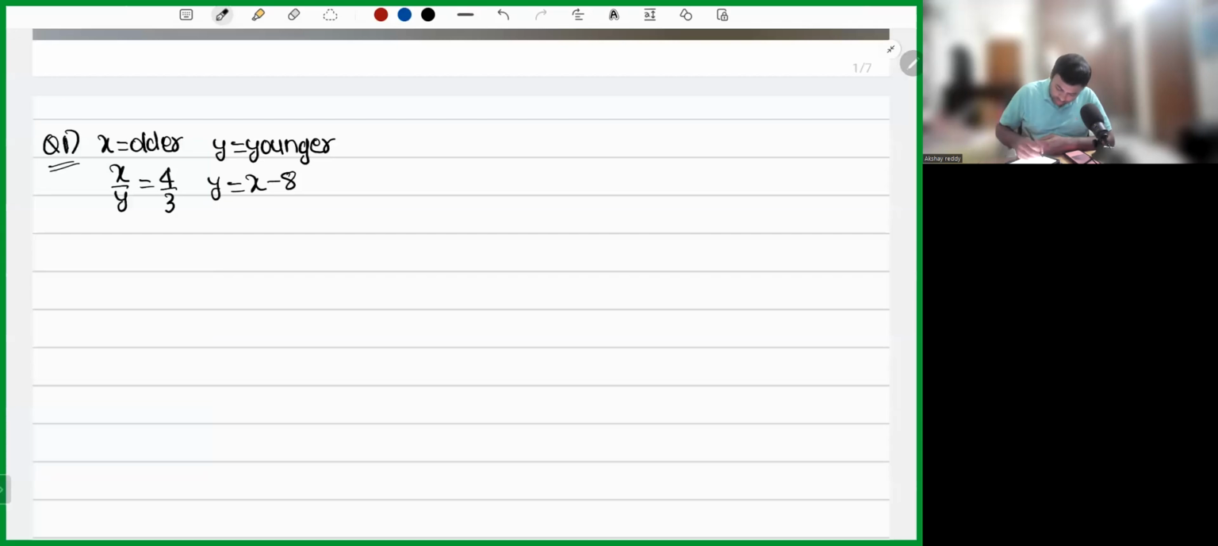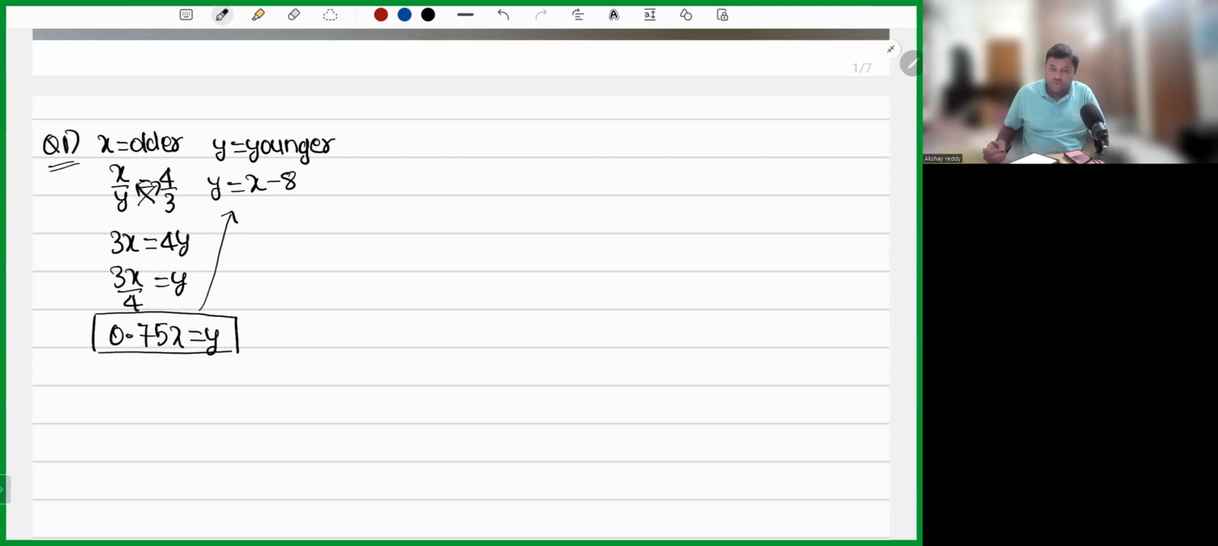Now what I'll do is cross multiplication here. 3x is equal to 4y. So 3x by 4 is equal to y. Now, my dear friends, if I want to convert it into decimal, 3 by 4 is 0.75, so 0.75x is equal to y. I got the value of y as 0.75x. Now, let me substitute here. 0.75x is equal to x minus 8. Let me take 0.75x to one side and 8 to the other.